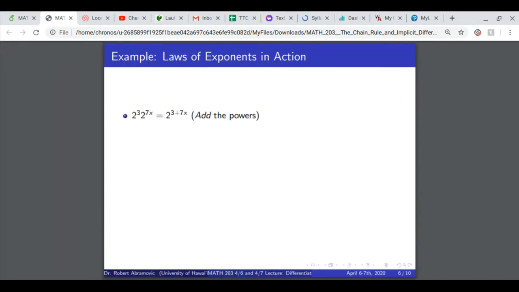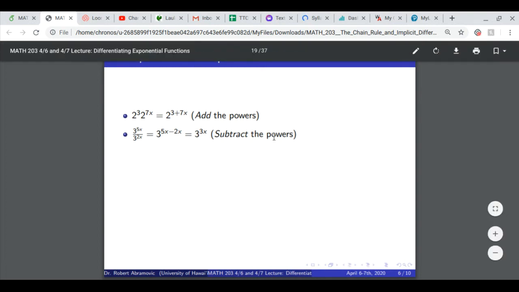Here are some examples of the laws of exponents in action. 2 cubed times 2 to the 7x is equivalent to 2 to the 3 plus 7x, adding the powers. This is going to be important, especially when we get to the section on differentiating exponential functions. 3 to the 5x over 3 to the 2x is equivalent to 3 to the 5x minus 2x. 5 minus 2 is 3, so we're left with 3 to the 3x.